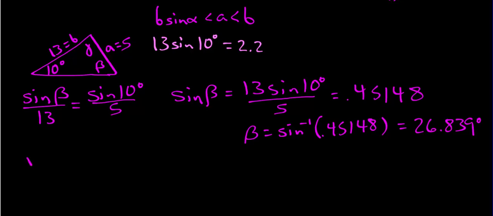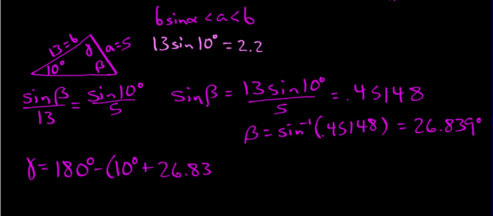Now I can find gamma because gamma is just going to equal 180 minus the sum of 10 degrees and 26.839. So if I do 180 minus 10 minus 26.839, I get 143.161 degrees. Now, those degrees should add up to 180. If they don't, you made a calculation error somewhere. Now, the only thing I have left to do is find side C.